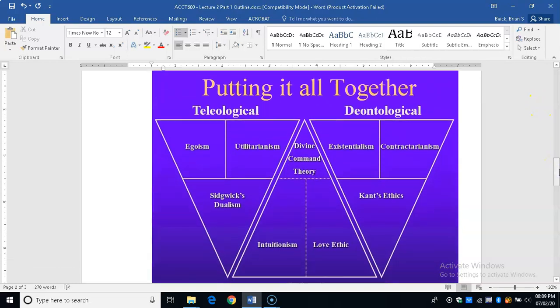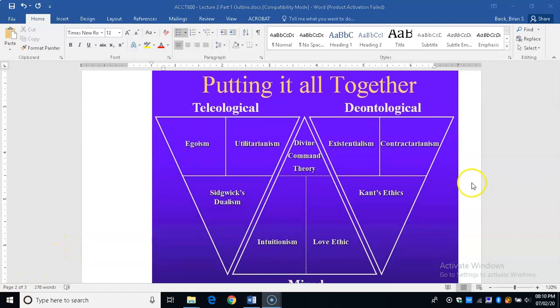So if we look at ethics and we say that ethical relativism doesn't make sense, it's illogical, then we can put everything together and look at ethics from 9 different approaches. So you can see there's really 3 triangles here, and there's 9 different approaches to ethical decision making, or 9 different approaches to thinking about ethics.